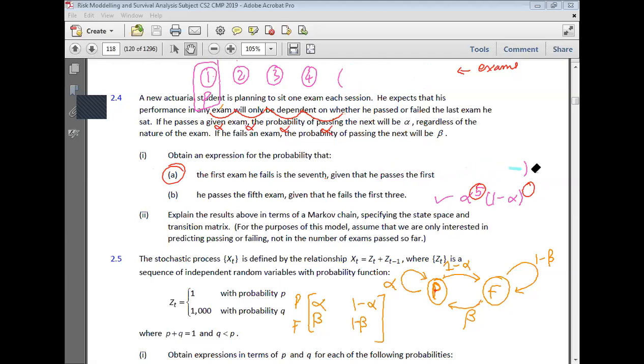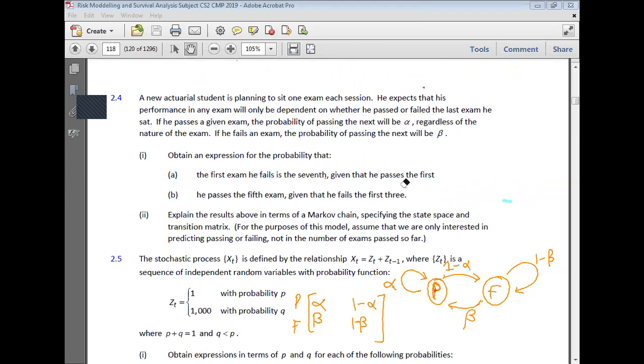Does this make sense? Any doubts? Okay. So now we'll try to do the B part.